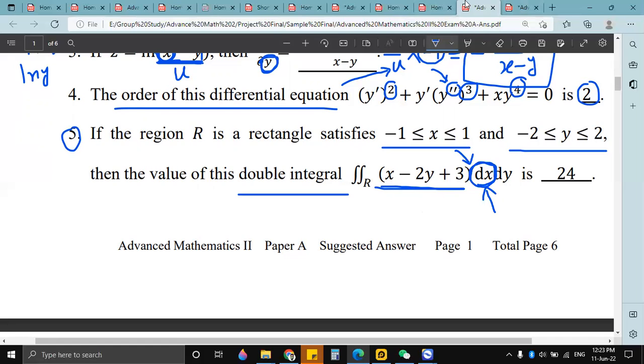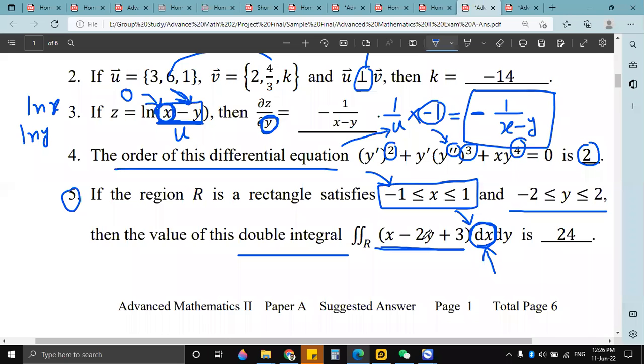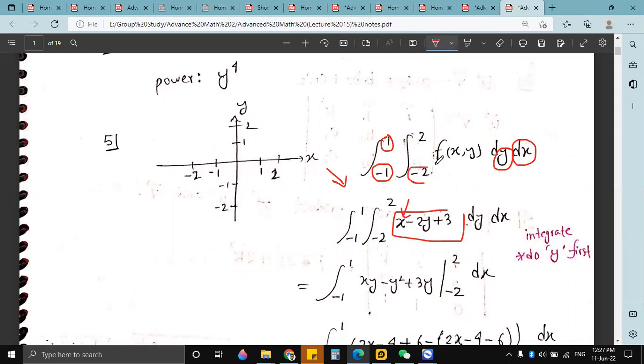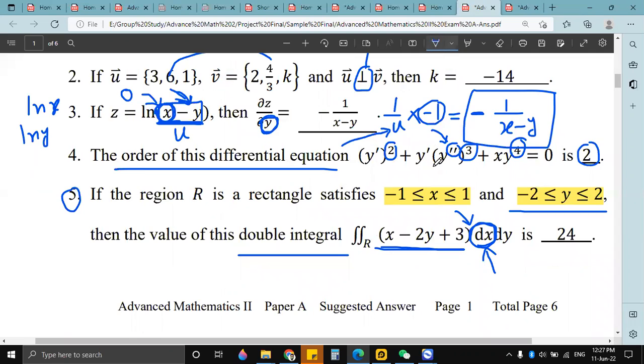So you can see here we have the boundary, right? We have x is greater than or equal to minus 1 and x is less than or equal to 1. And then we have y is greater than or equal to minus 2 and less than or equal to 2. So that's why I have written the boundary here, right? You see here, this is x. X is on the outside, so you have to write down this boundary on the outside, minus 1 to 1, and then y is inside, so you have to write down the boundary of y inside. And I got this minus 1 to 1 and minus 2 to 2 here. You see, x is in between minus 1 and 1, and y is in between minus 2 and 2.